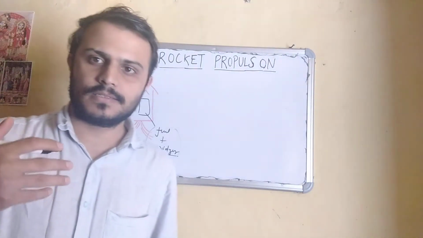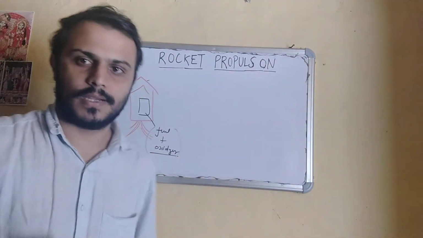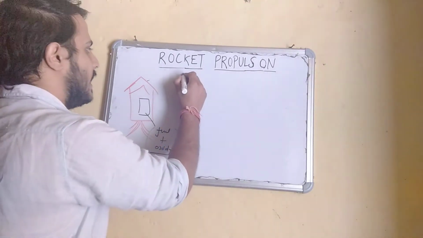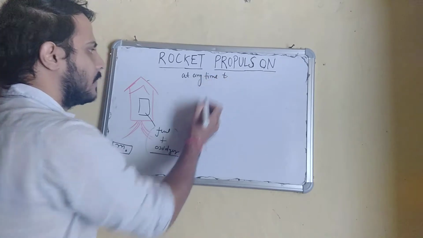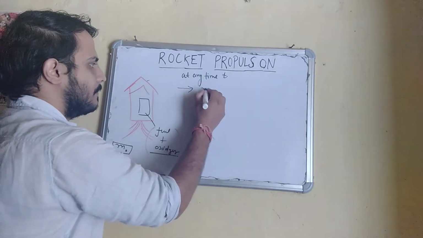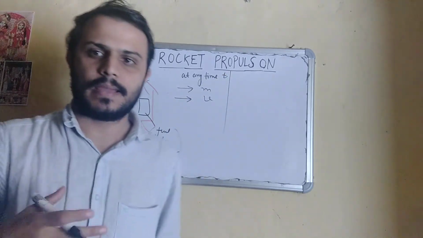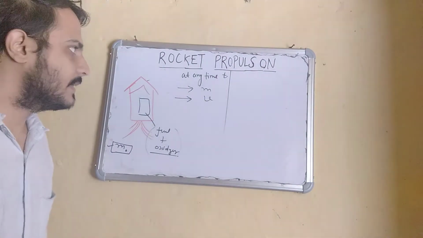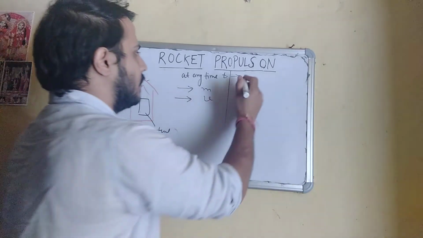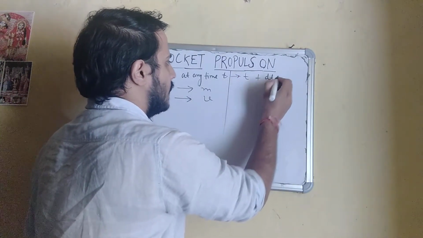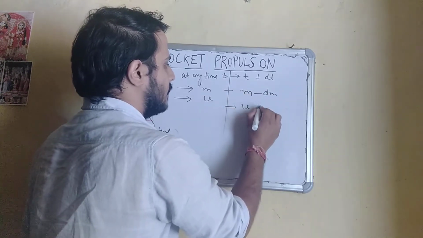Now we take two situations at different instants of time and write the expression for the momentum of the rocket. Let us suppose at some instant t, the rocket has a mass m and it has a velocity v, and just after a very short interval of time, t plus dt, it has a mass m minus dm and velocity v plus dv.